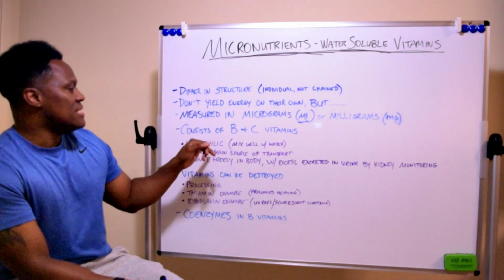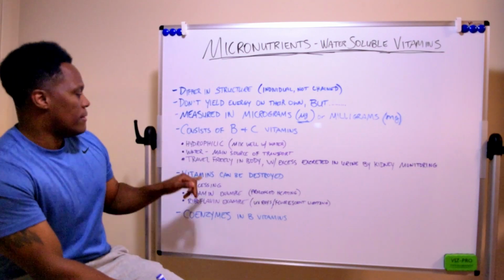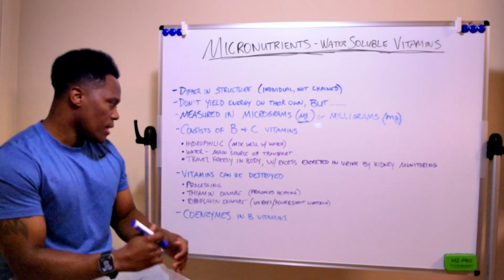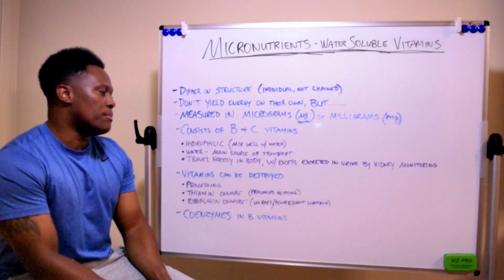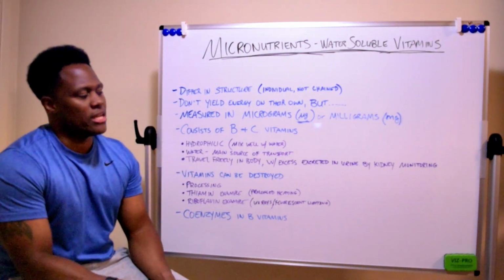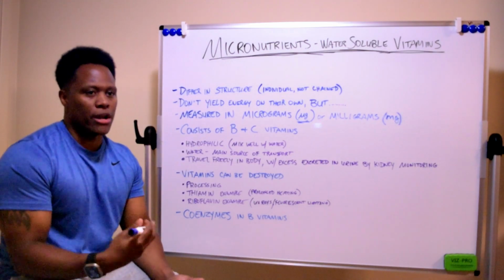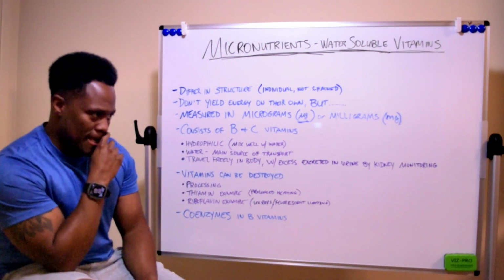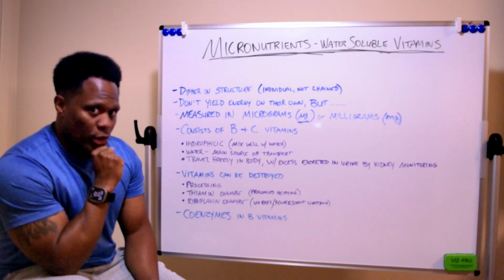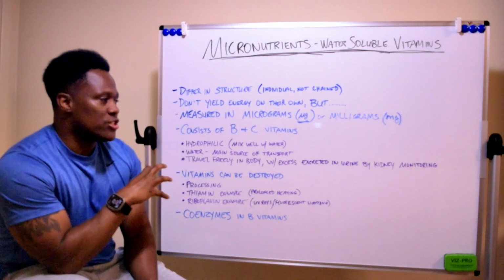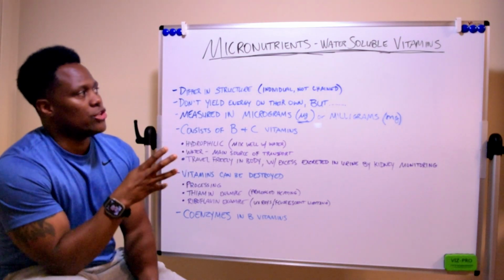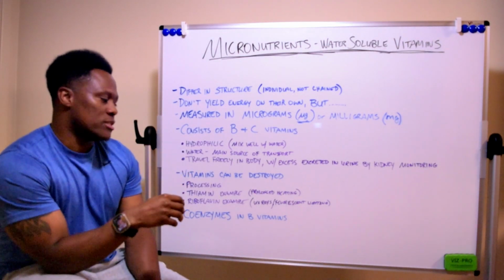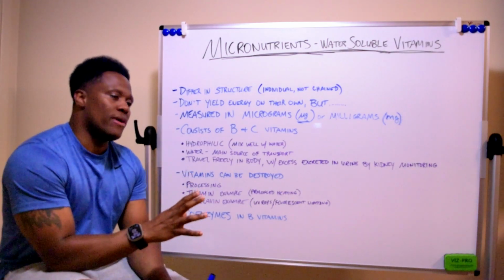Now, because B and C vitamins are hydrophilic, water ends up being the main source of transport when they enter your body. Also, they travel freely in the body, with any excess being excreted in your urine, by kidney monitoring and function. Now, the thing with water-soluble vitamins is they can be destroyed. They can be very much diminished and even destroyed, meaning if you're not careful about how you prepare certain foods, because there are a few things that go into how you destroy a vitamin.